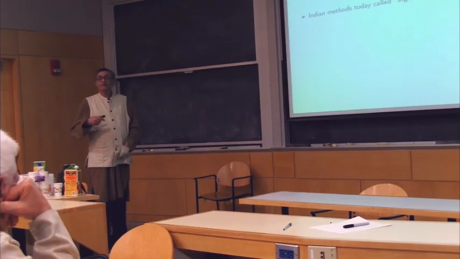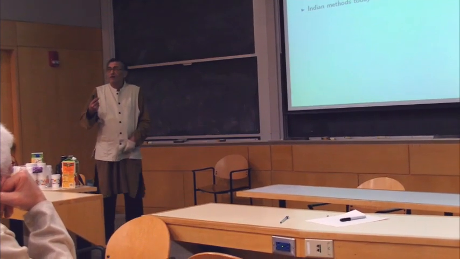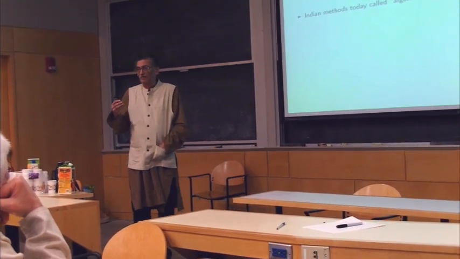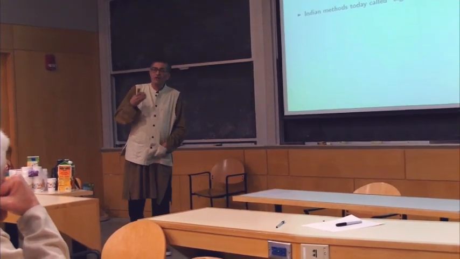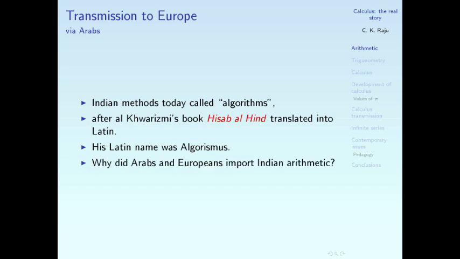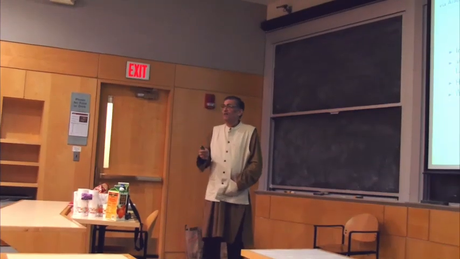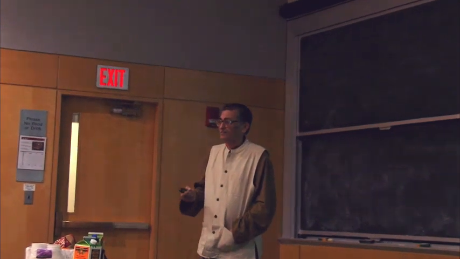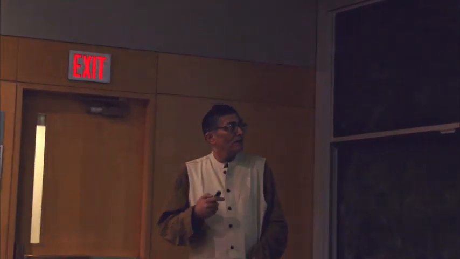And these things went to the Bayt al-Hikmah, the House of Wisdom in Baghdad. And there, as you know, Al-Khwarizmi wrote Hisab al-Hind. The word algorithm comes from Al-Khwarizmi's book, Hisab al-Hind. The point, of course, is to keep stressing this: why was this Indian arithmetic imported by Arabs, and why was it imported through Arabs into Europe? It's because of its efficiency.